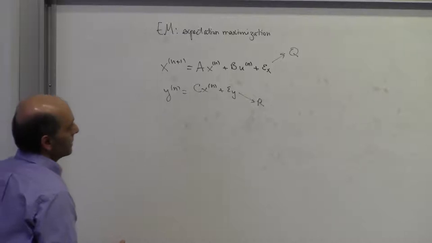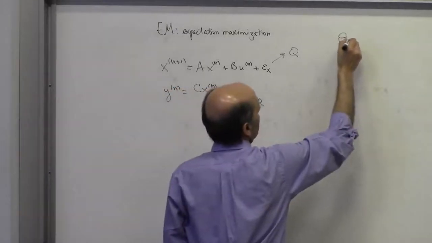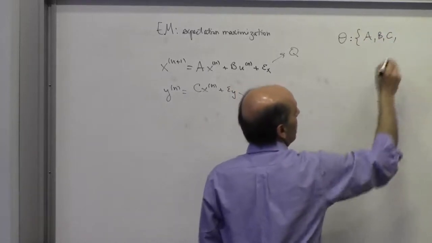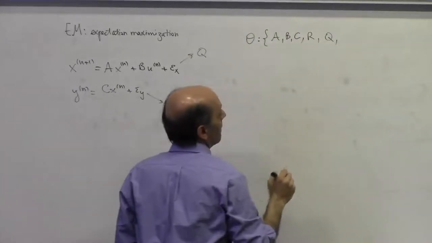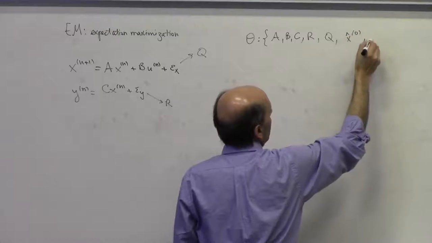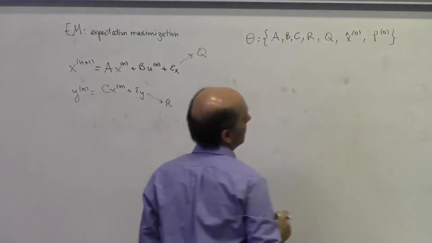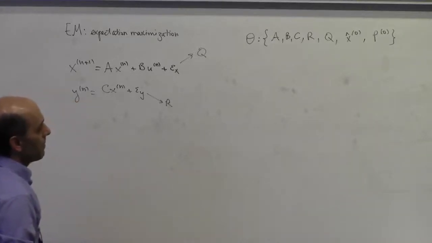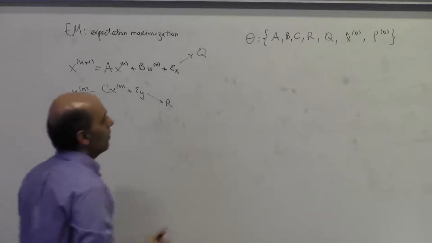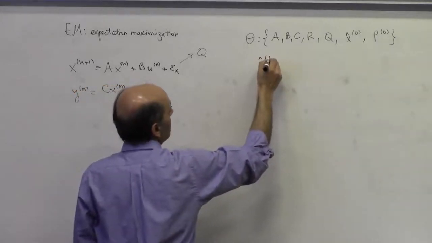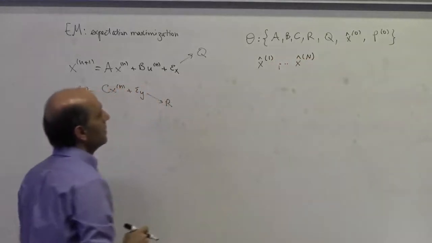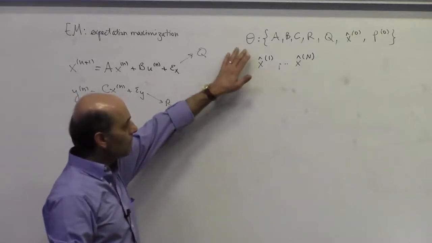What we want to do is to estimate the parameters of the system. Let me call that theta. The parameters of the system are A, B, C. We have the noises R, Q, and we have the initial state, x hat, and the initial covariance, P0, our uncertainty about that state. These are the things that we want to estimate. On the other hand, what we also don't know are the states, x hat, from trial 1 to trial n. So we don't know the states, and we don't know the parameters.